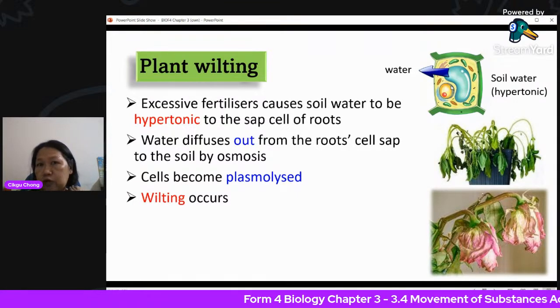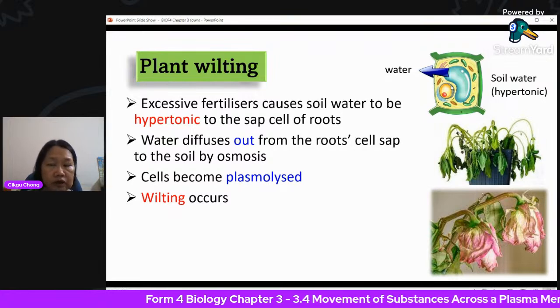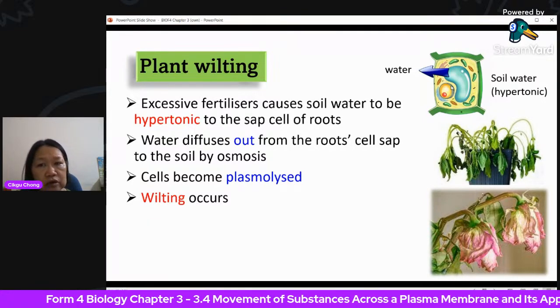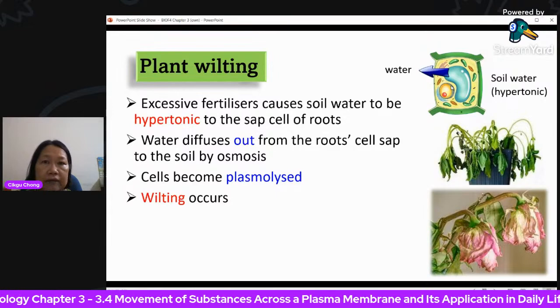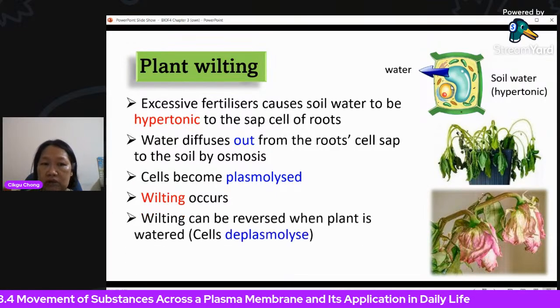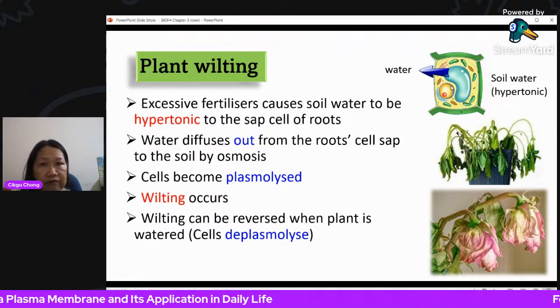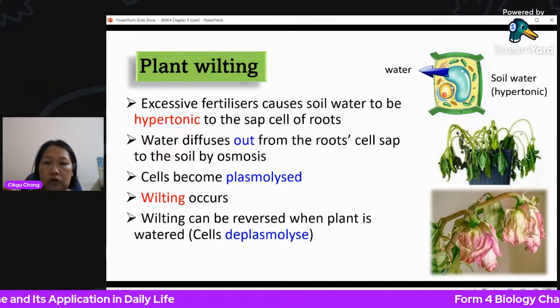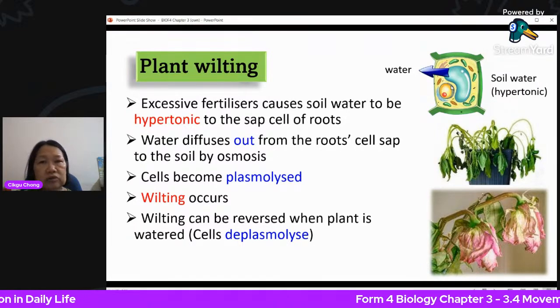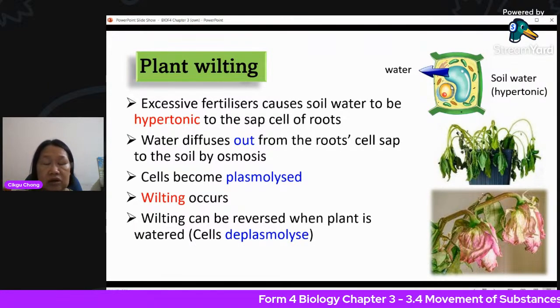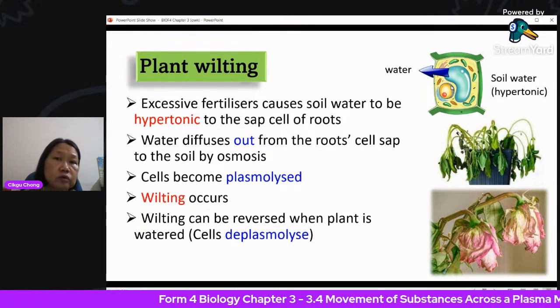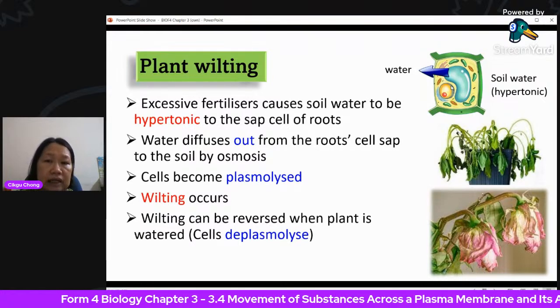But if you want to return it back to normal, you can. You can immediately put water. You cannot leave it for too long. Wilting can be reversed when the plant is watered. Of course you can't wait for half a day, you can't wait for one whole day. Too much water is gone, then the condition will not be reversed even though you put back water. It must be quick enough, right?